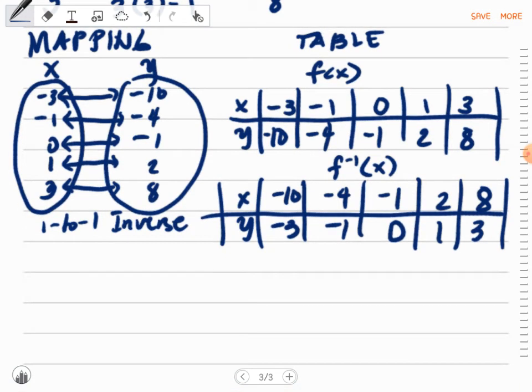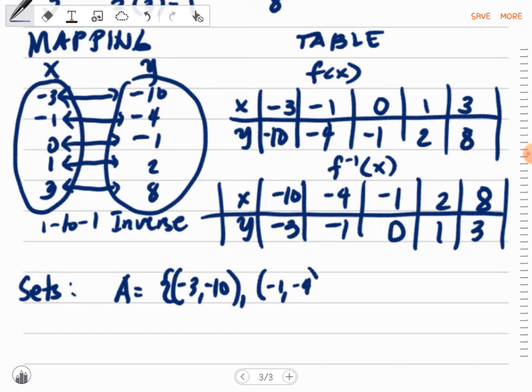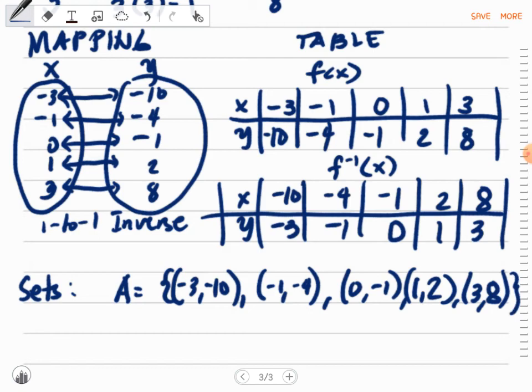Now, finally, we have sets. Using sets, let's say set A, we have the following. What are those? We have negative 3 and negative 10. Another, negative 1 and negative 4. Another is 0 and negative 1. Next is 1, 2, I'm sorry, 1, 2, and then 3, 8. Alright, so this is the function.